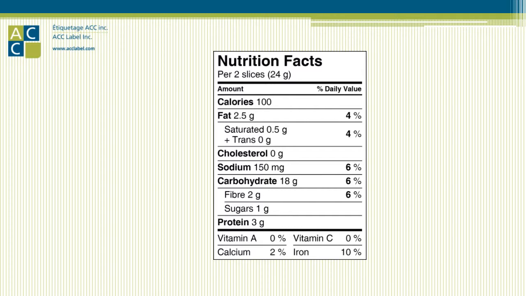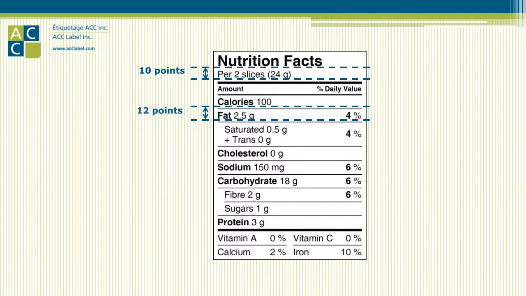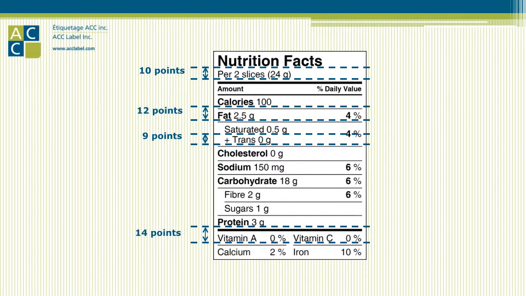More specifically, the leading space for the serving size declaration must be 10 points. For the subheadings, which are the amount and percent daily values, it must be 12 points. The calories and nutrients must be 12 points, except for trans fat, which must be 9 points. And for the first vitamin or mineral nutrient below protein, which is usually vitamin A, it should be 14 points.